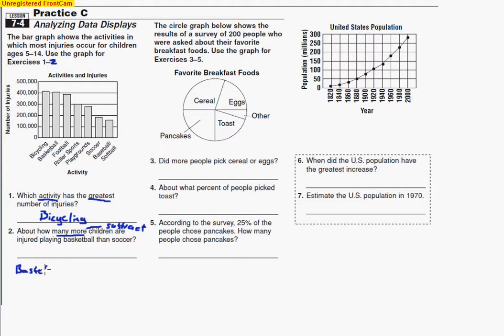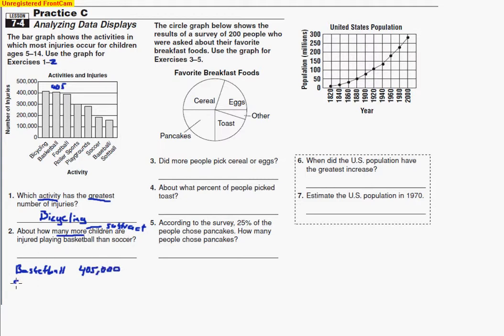Looking at the chart, it looks like it's just over 400,000. Bicycling's probably about 410 or so. So this, I would say, is about 405. So that's my guess to what that number's about. 405,000 is what basketball is. So we'll write that number down, 405,000. And now the next one's soccer.